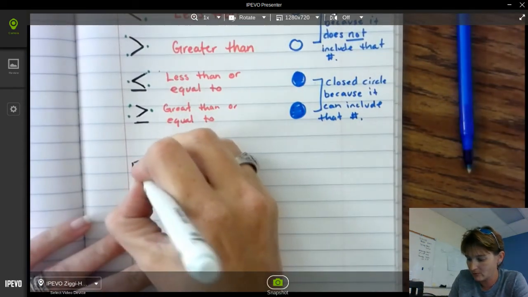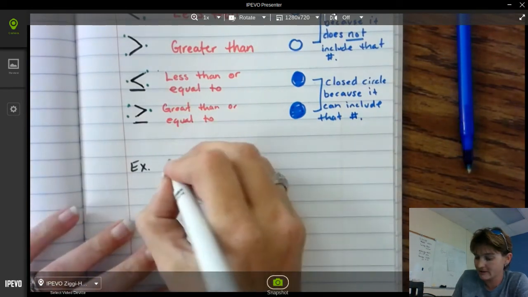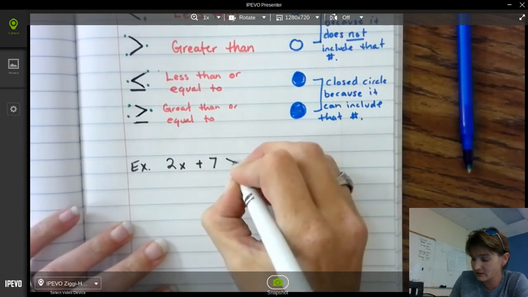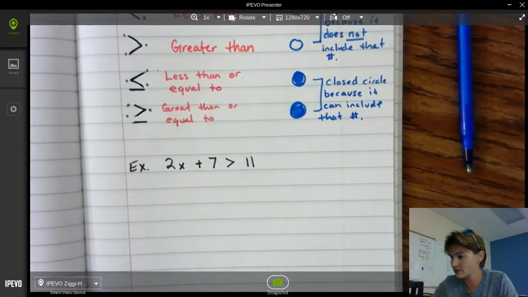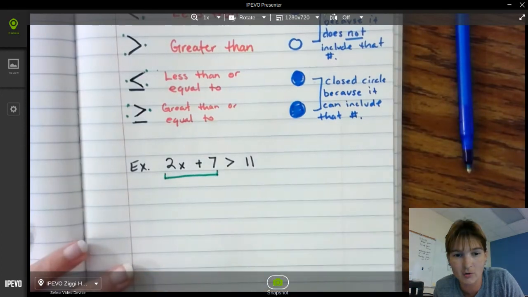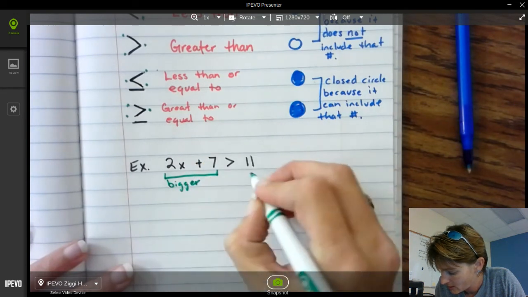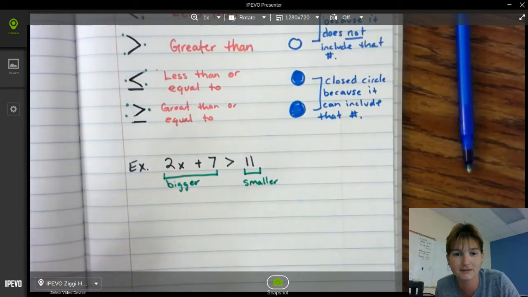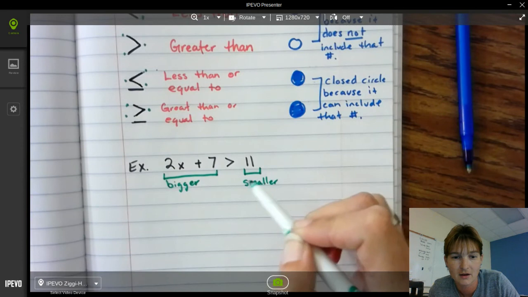Let's go ahead and dive into some examples. First example on how to solve two-step inequalities: we're going to take 2x plus 7 is greater than 11. What this means is that this side of the inequality needs to be bigger and this side needs to be smaller. That's basically what it's saying, that this side is greater than the right side.